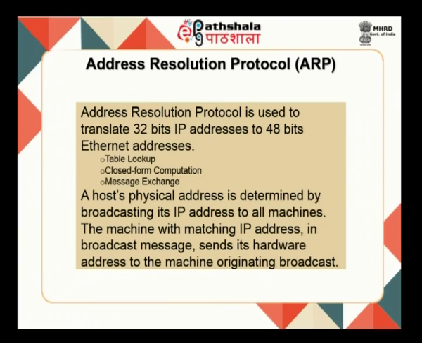So, we commonly use the third method called message exchange. So, what will happen in the message exchange? A host's physical address is determined by broadcasting its IP address to all machines. When a packet reaches the destination network, it has to identify to which host computer the packet has to be sent. So, it just broadcasts the message to all the machines. The machine with the matching IP address sends its hardware address to the machine originating the broadcast. So, now it identifies what would be the physical address for this 32-bit IP address.